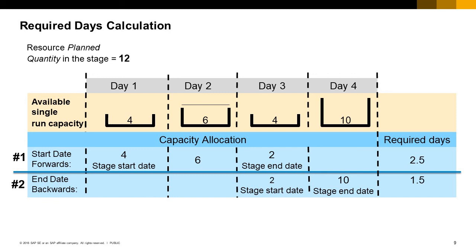When using the end date backwards routing date calculation, the system starts to allocate from the end date of the stage, day 4. The system consumes the entire 10 units available on day 4 and another 2 out of the 4 available in day 3. With this method the required days equals 1.5 days.